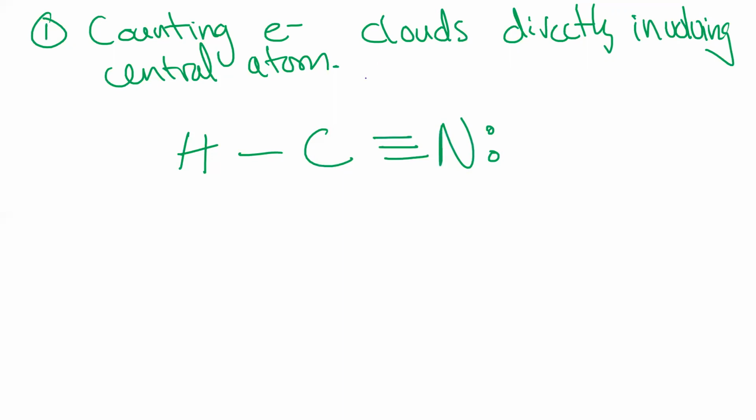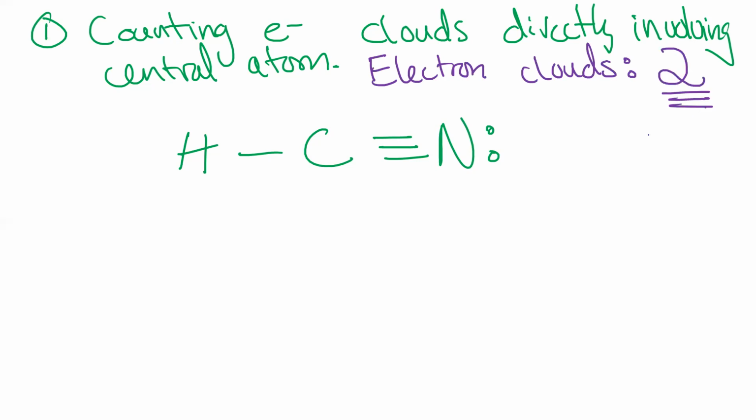Correct. Any of the lone pairs on the nitrogen are not directly associated with the carbon atom, and therefore that lone pair has nothing to do with the carbon atom with regard to counting electron clouds. Exactly. So therefore, how many do we have? We have 4. Oh, no. We have 2. Good. Yeah, because the triple bonds were confusing me, but there's still just 1. Exactly.